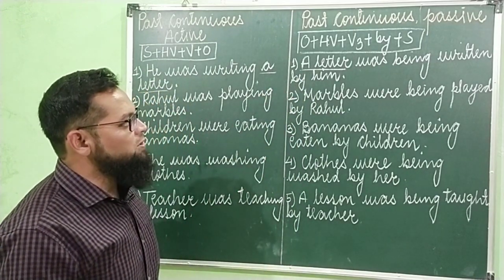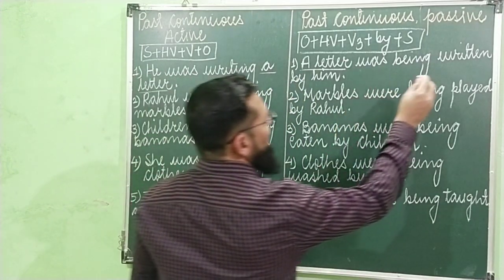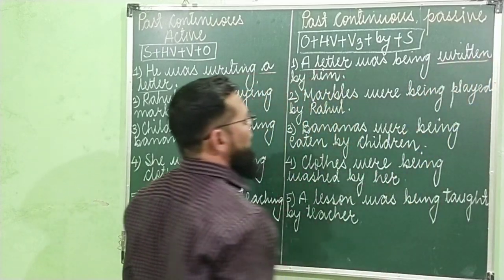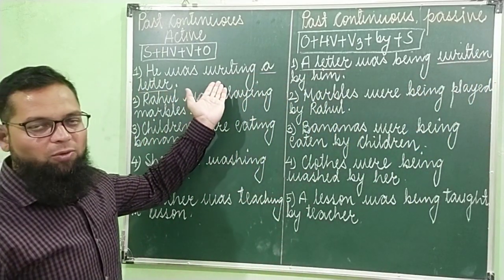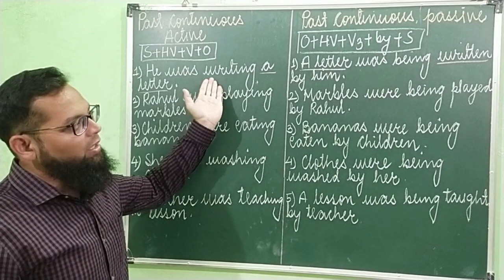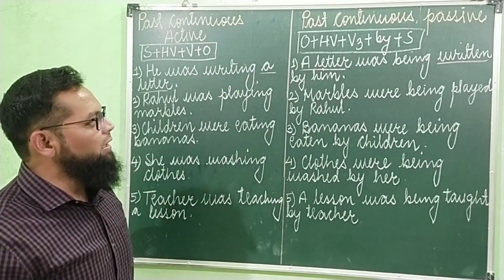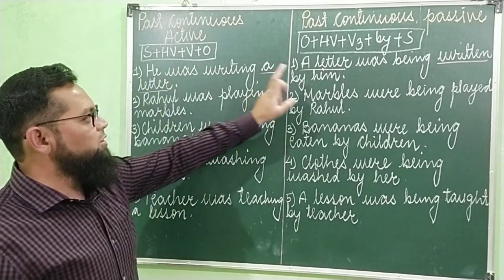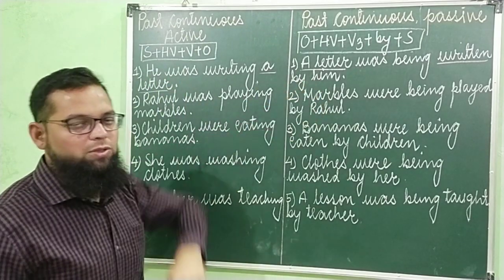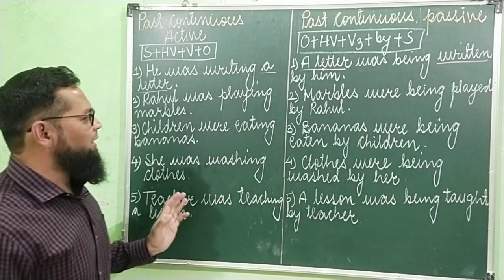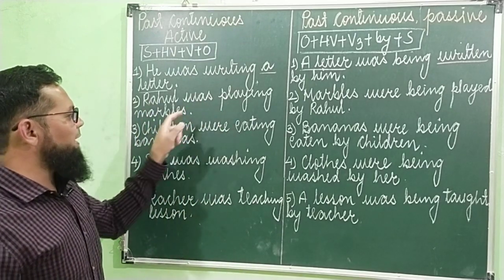A letter was being, and here we have to use the third form of the verb, written. Even though here the verb is in ing form, active में कौन से फॉर्म है? ing, लेकिन पैसिव में उसको थर्ड फॉर्म में कन्वर्ट करना है। A letter was being written by, he का ऑब्जेक्टिव फॉर्म क्या है? him, ये हो गया उसका पैसिव वॉइस। Then second example, Rahul was playing marbles.